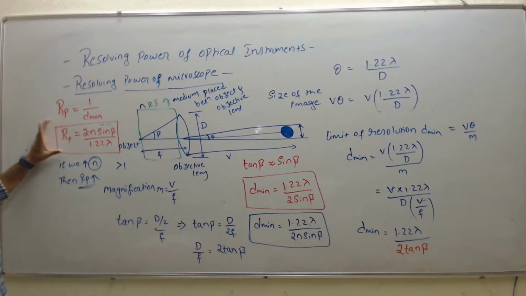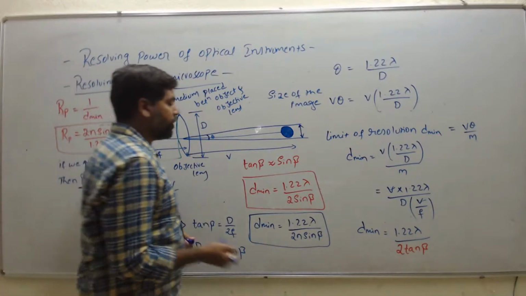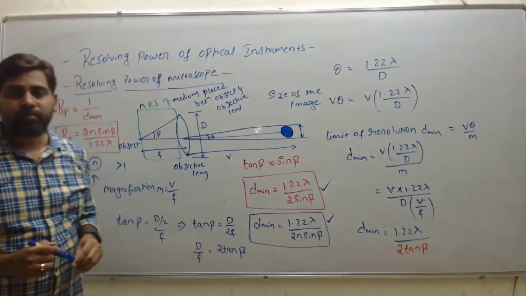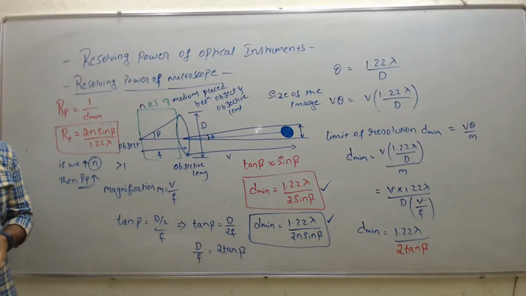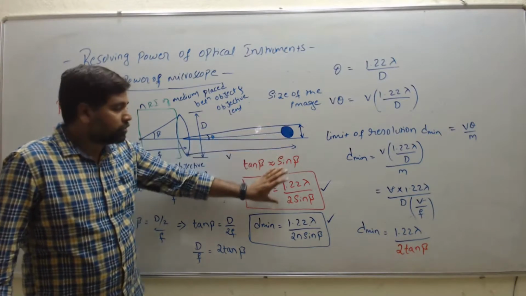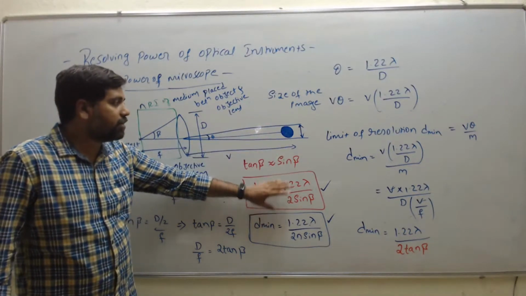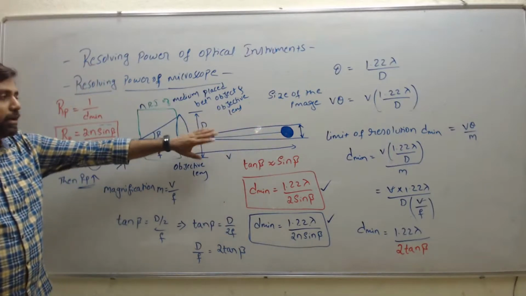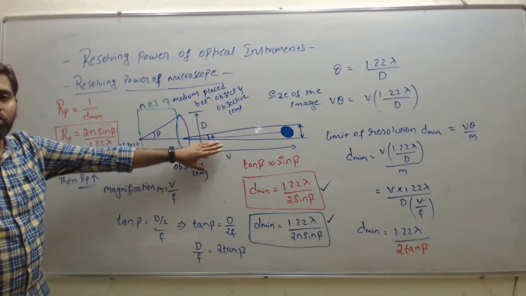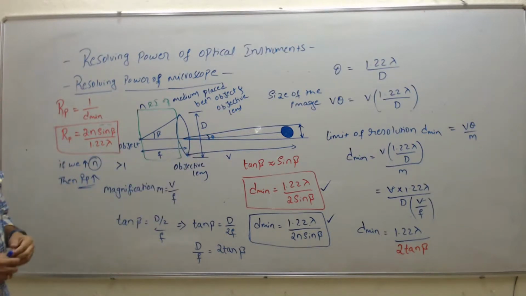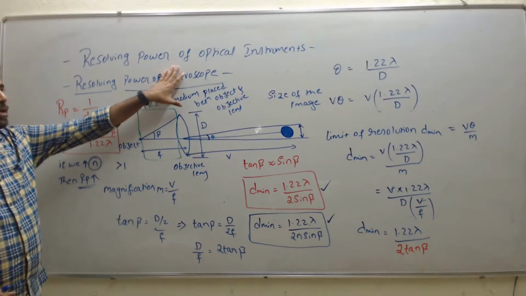Before finding the resolving power, first we have to find the limit of resolution. If the size of this spot is less than this one, then we can't resolve the image, that is, we can't get the result of the two images. So this is about the resolving power of optical instruments.